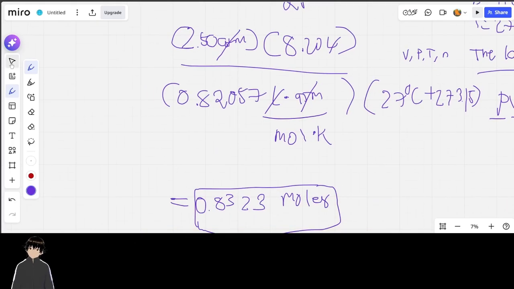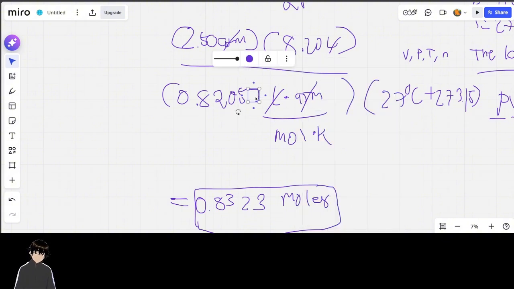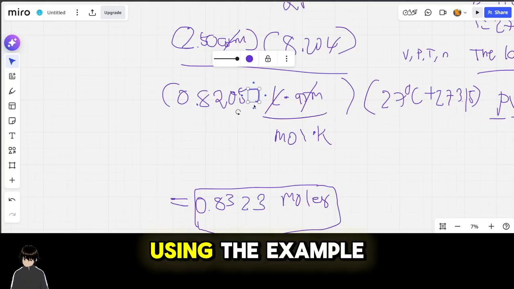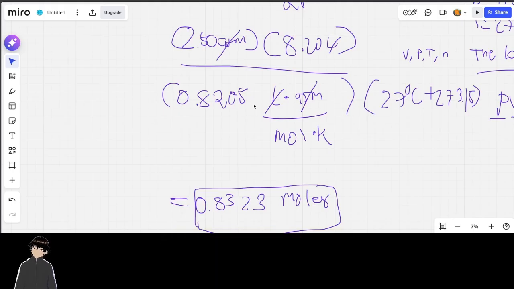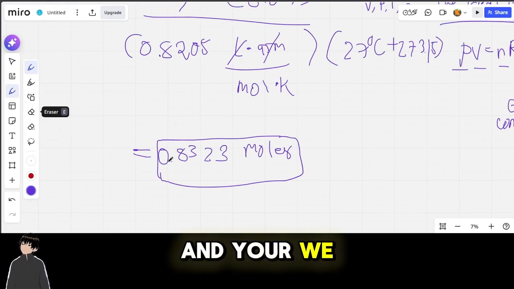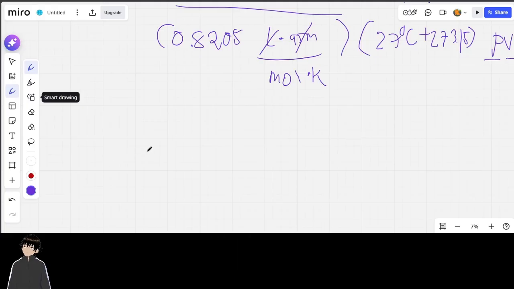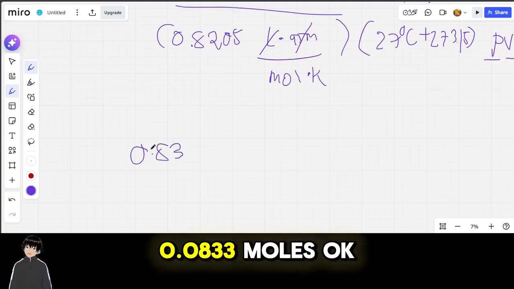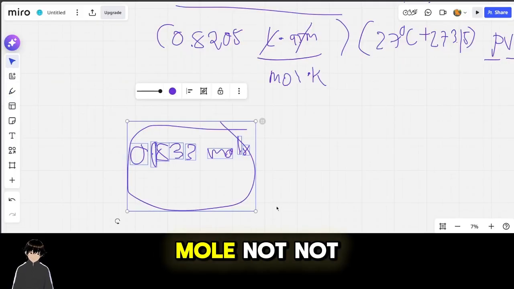0.808205. Let's try removing the 7 here in the gas constant. Must have been ChatGPT. I was only using the example ChatGPT gave me with the gas constant. So let's remove that, and we will be correct. Our final answer would be 0.833 moles. Okay, that's going to be the final answer. Mole. Just mole, not moles.